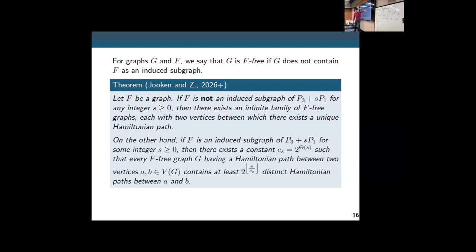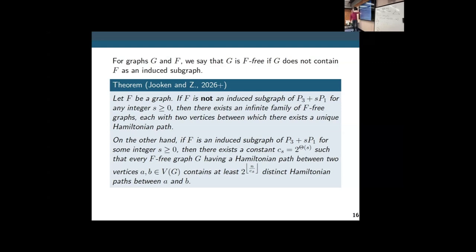But if F is an induced subgraph of this for some S, then there is a constant c_S such that every F-free graph G having a Hamiltonian path between 2 vertices A, B contains an exponential number, 2 to the n over that constant, of distinct Hamiltonian paths. And this will be really useful to build many Hamiltonian cycles. I will explain a little bit.